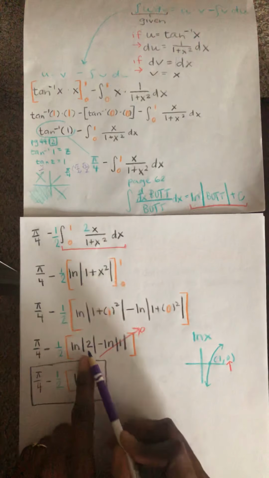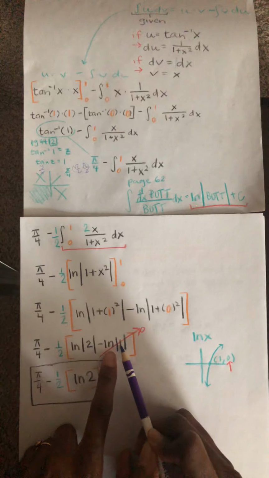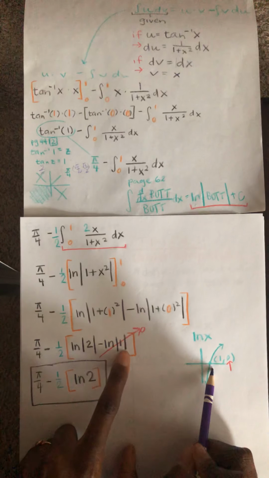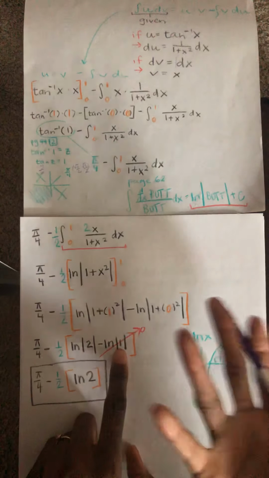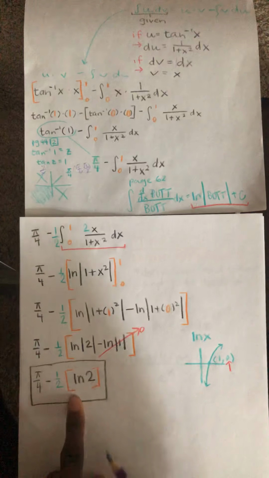Just do a little simplification. We get natural log 2 minus natural log 1. If we look at the graph of natural log, we know that ln 1 is 0, or you could just have it memorized, or you could just plug it into your calculator, however you want to do it, and then this would be our final answer.